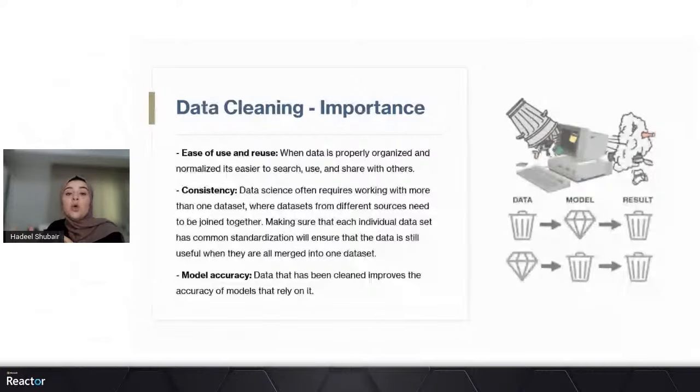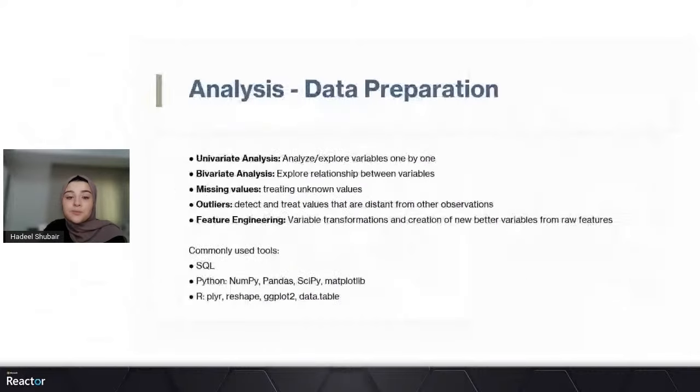It has common standardization that will ensure that the data is useful even if you merge it with another data set, and this will also lead to the accuracy of the model. Now, if you have clean data, this will obviously improve the accuracy of the models that rely on it, because once you build a model, what is our end goal? Our end goal is to have a good, high performing model with the least errors. And this is why data cleaning is very important. This stage really affects the accuracy of the models.